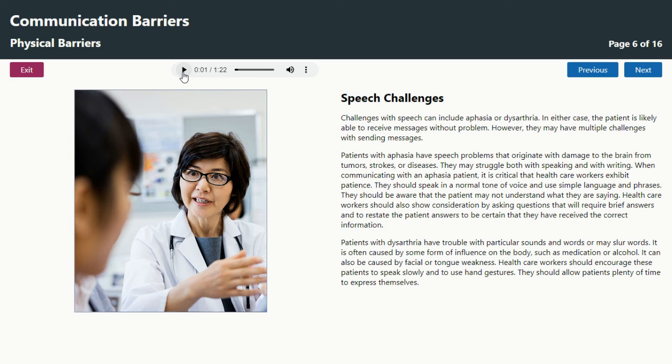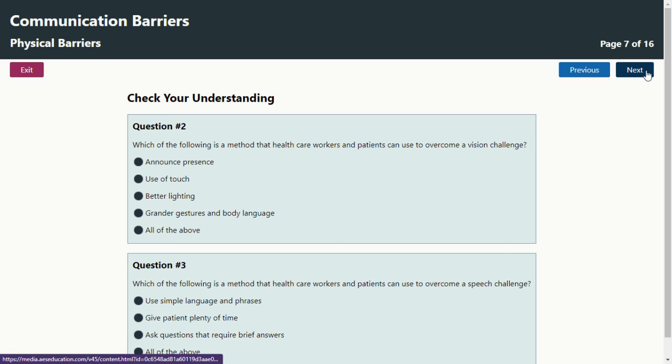Patients with dysarthria have trouble with particular sounds and words or may slur words. It is often caused by some form of influence on the body, such as medication or alcohol. It can also be caused by facial or tongue weakness. Healthcare workers should encourage these patients to speak slowly and to use hand gestures. They should allow patients plenty of time to express themselves.